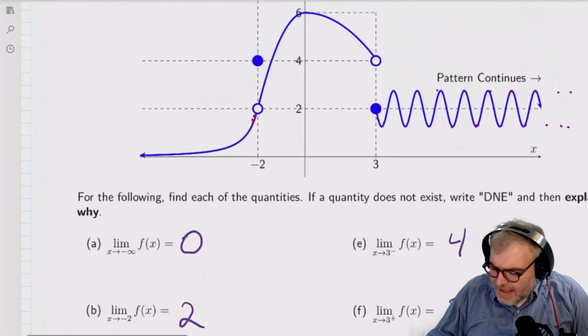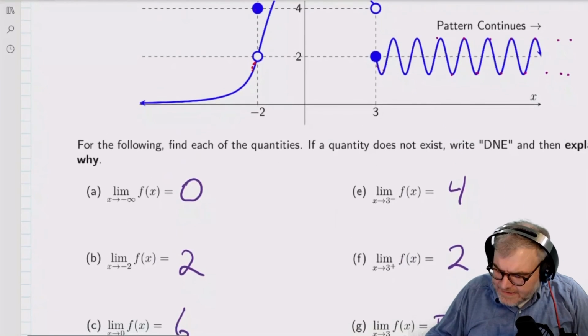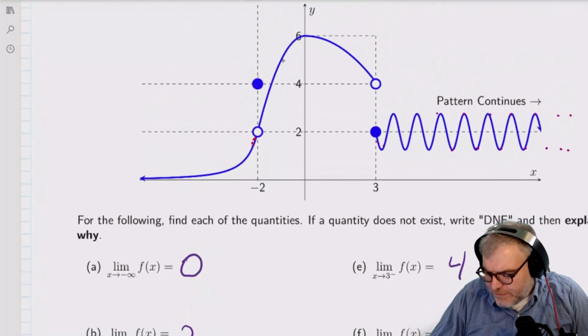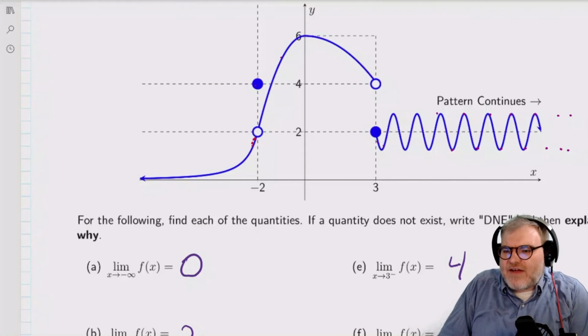Okay, now, as x goes to 0, y is heading to 6, right? So here I go up, there's 6. Here I start going up, there's 6. Okay, so 1 to 5, how do we feel there about part C?